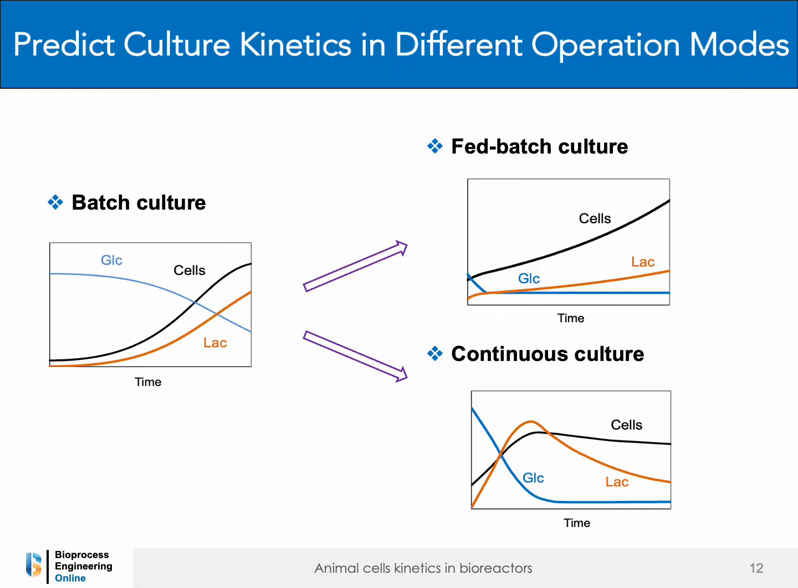Another major advantage of these simulation models is their ability to predict culture performance under different operating modes. They can describe the time evolution of cell growth, substrate consumption, metabolite production, and product formation in batch, fed batch, and continuous cultures. Understanding these dynamic behaviors is essential for improving process productivity, maximizing product yield, and ensuring robust and consistent industrial manufacturing.